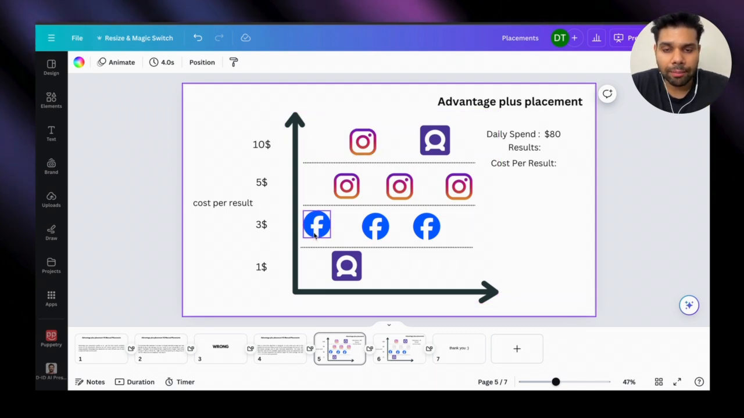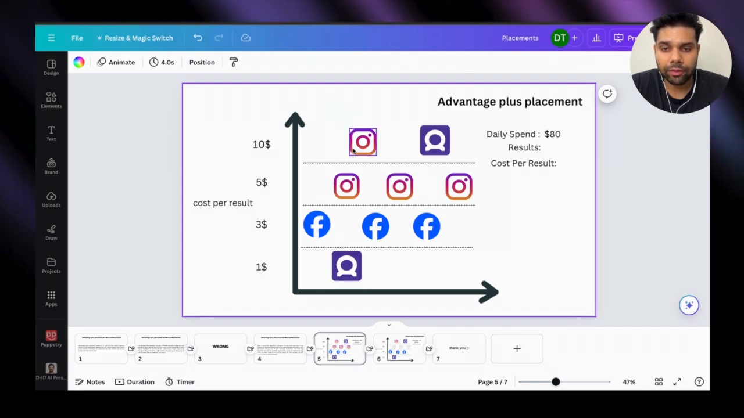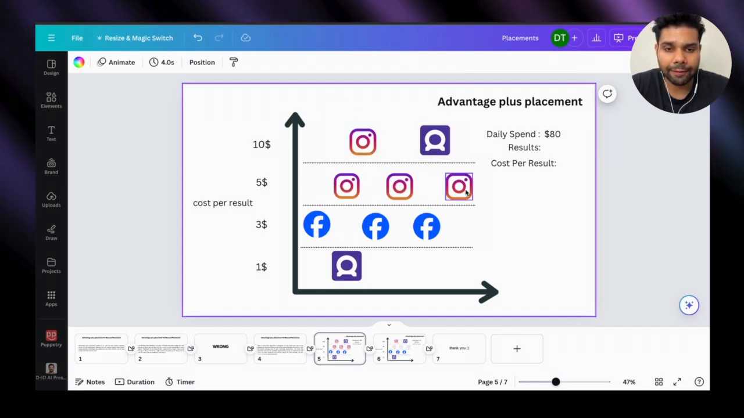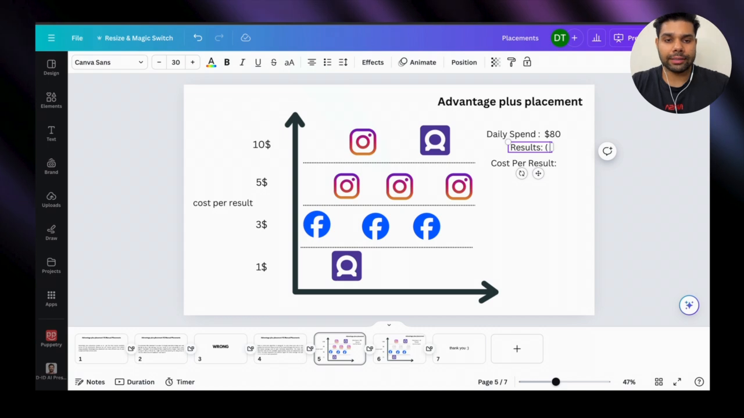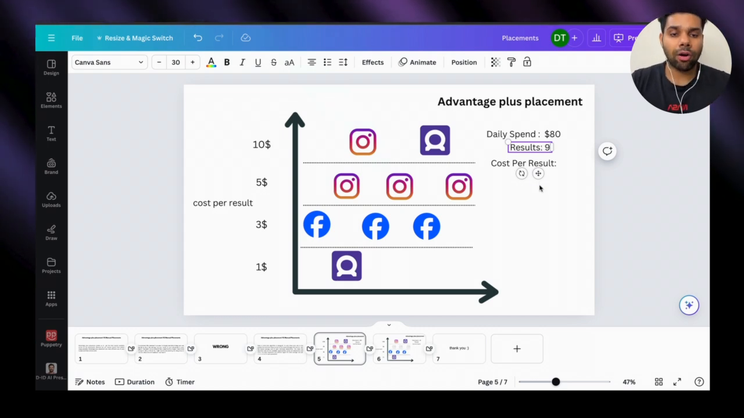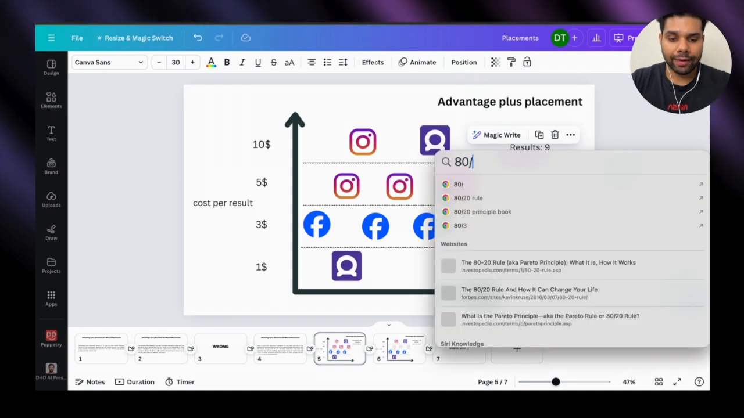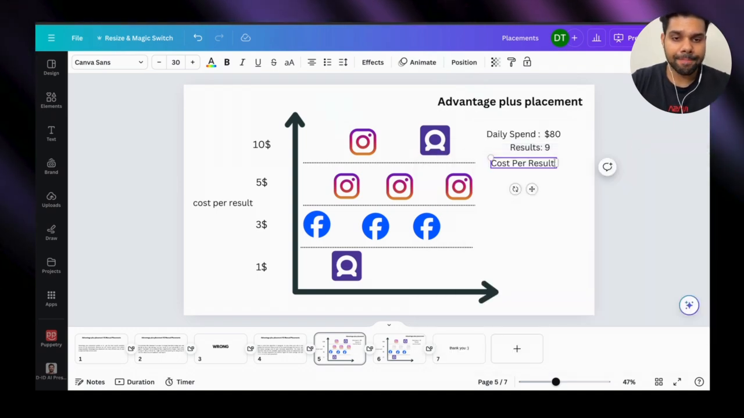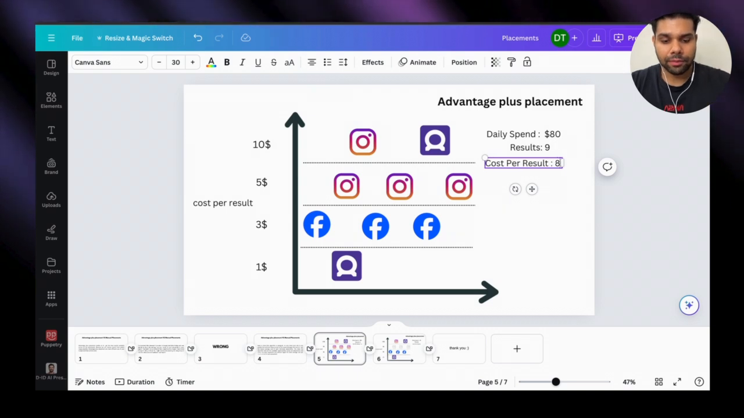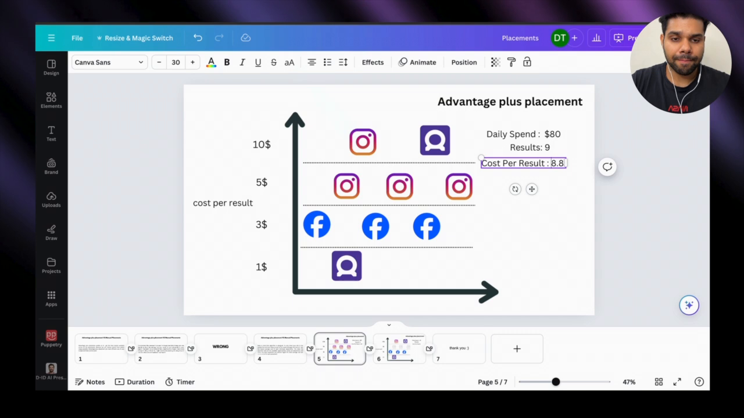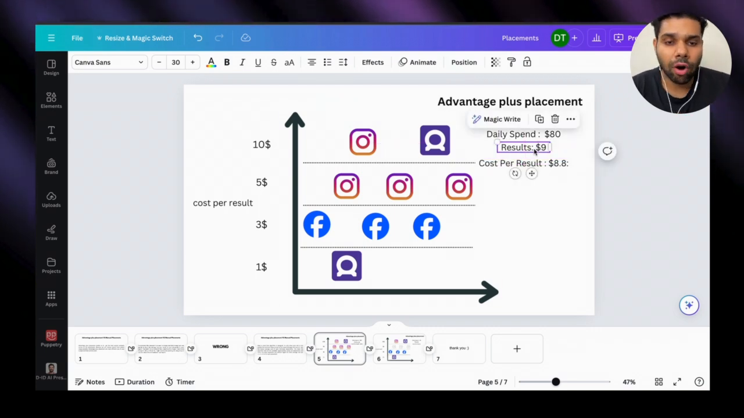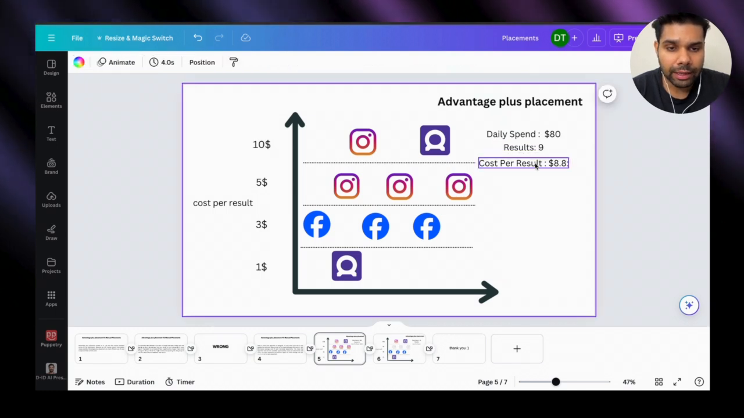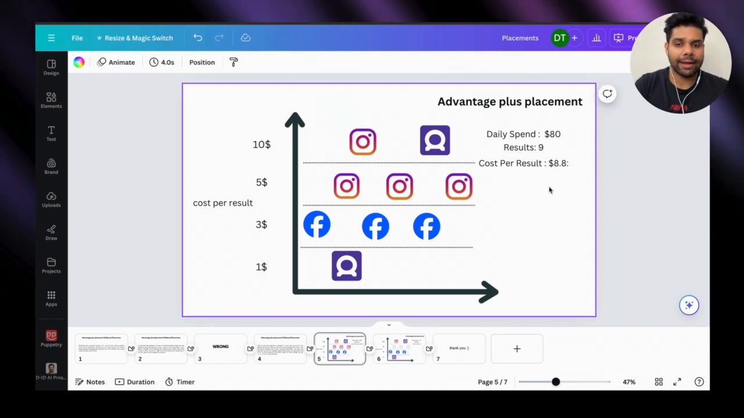So let's calculate the number of sales we got. 1, 2, 3, 4, 5, 6, 7, 8, 9. We got 9 results. That means we got 9 sales, right? And the cost per result will be $80 divided by 9, that is 8.88. So after spending $80, we got 9 sales and the cost per result is 8.8, right? Everything is clear.